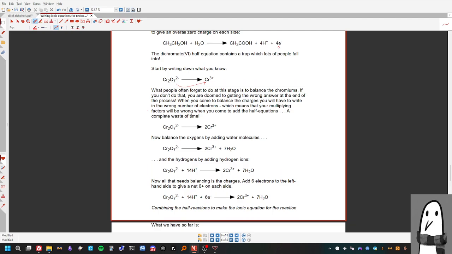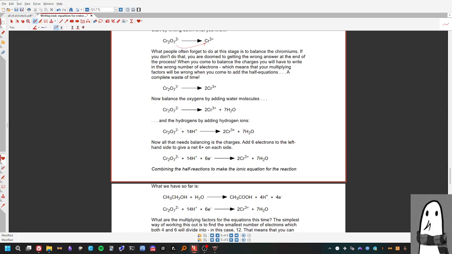So first you want to balance the oxygens. You want to add in those 7 O's, so you add 7 H2O's. After you've added those 7 H2Os, you now have 14 H's on the right side and none on the left side. So you add 14 H pluses on the left side.